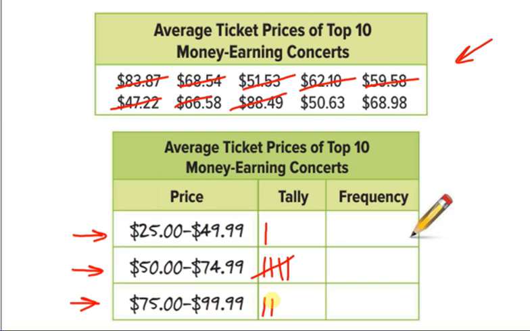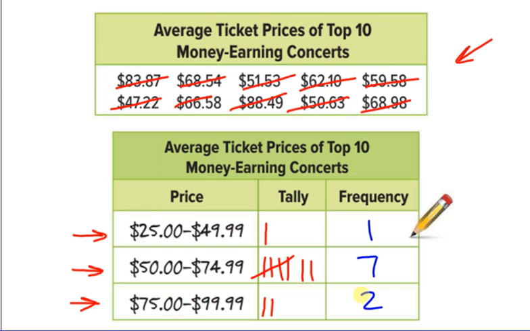$88.49, that's going to be in the last one. $50.63 right here, and $68.98 right here. And so the last part of the frequency table is add them all up. How many tally marks? 1, 7, and 2. And that's all there is to it.